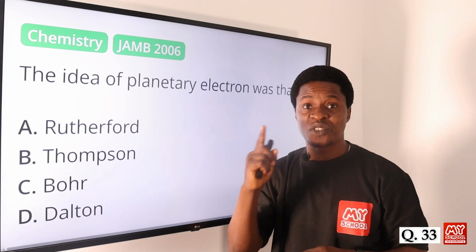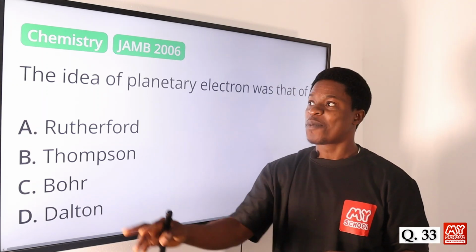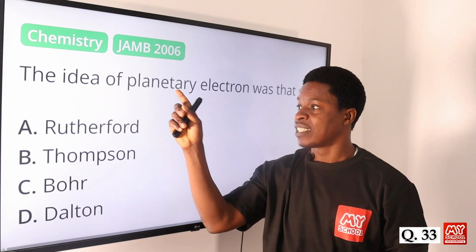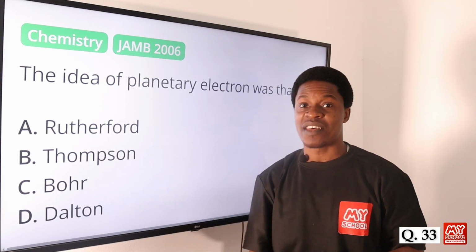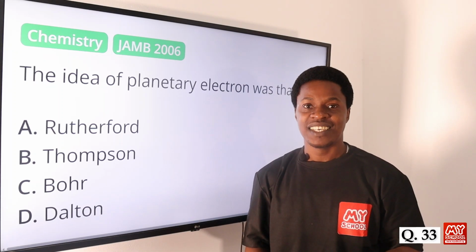But the first person to actually work on it, who came up with the idea of the planetary electron, is actually Ernest Rutherford. So based on that, the correct answer is option A, Rutherford.